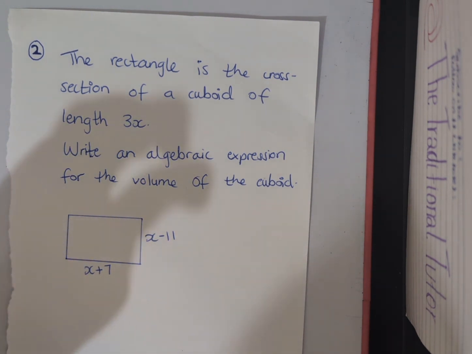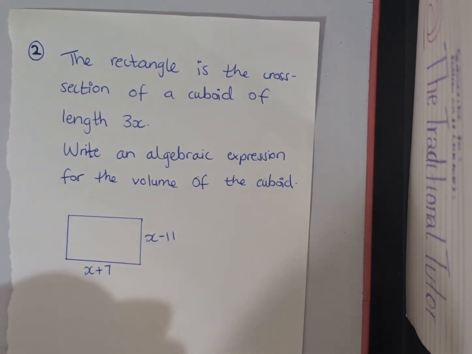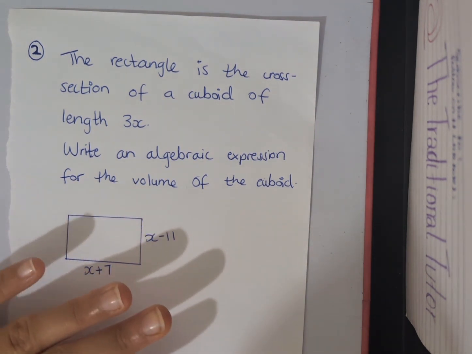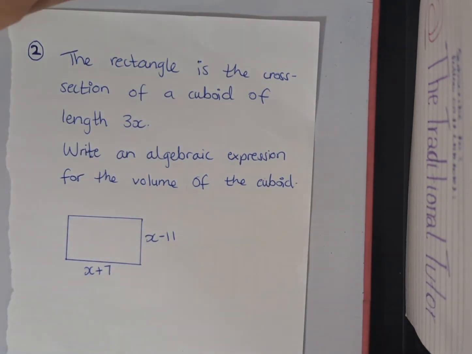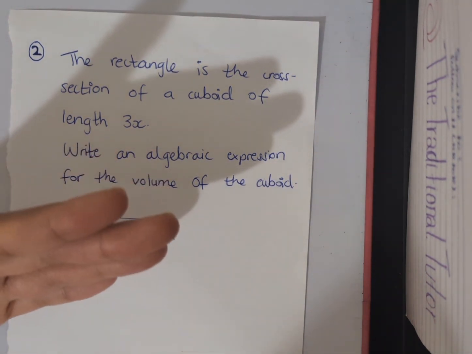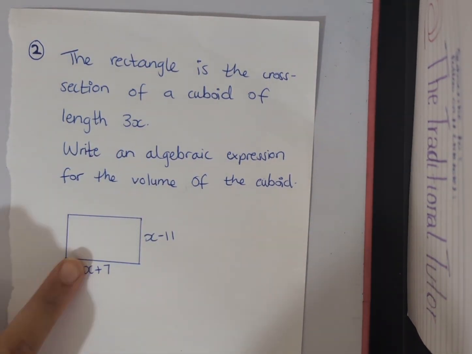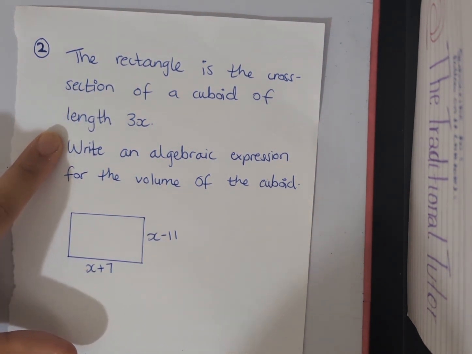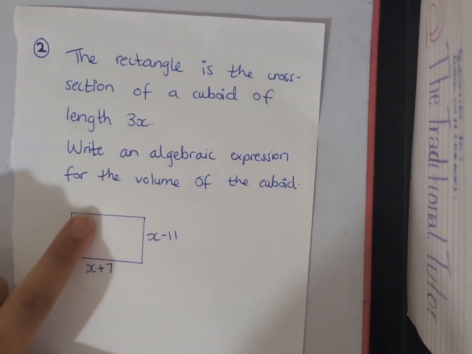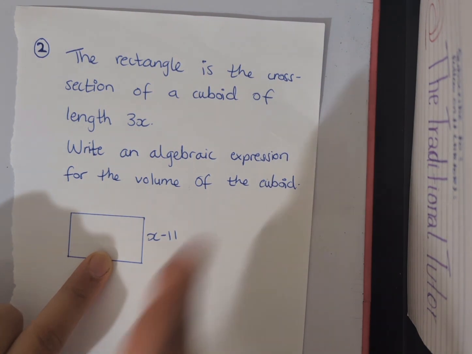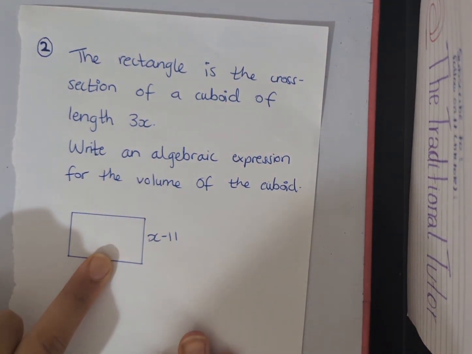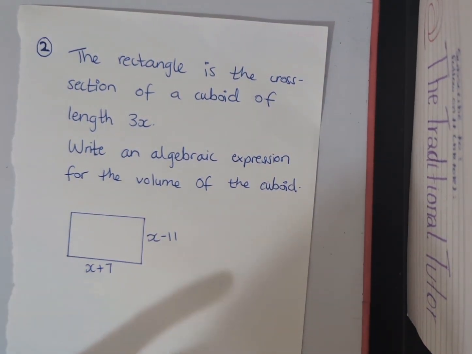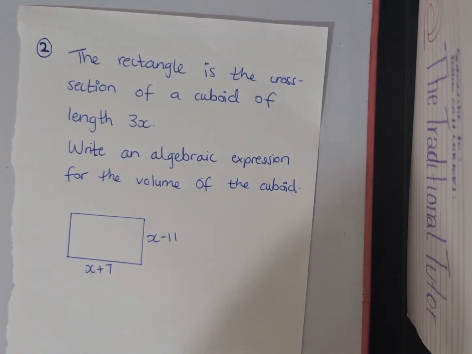Now, cross-section just means, remember, a 3D shape that you have, if you cut it along its length, the face that looks back at you is the cross section. In this case, we've got a cuboid, and the cross section of a cuboid is just going to be a rectangle, because when you cut a cuboid along its length, you'll only get a rectangle looking back at you. So that's just a little recap of what a cross section is.